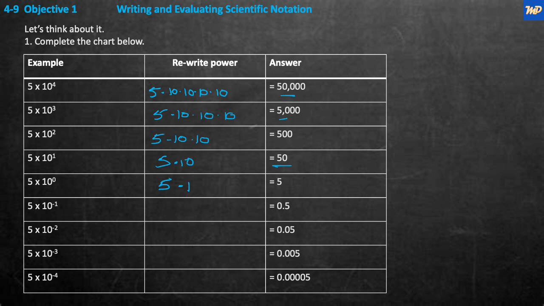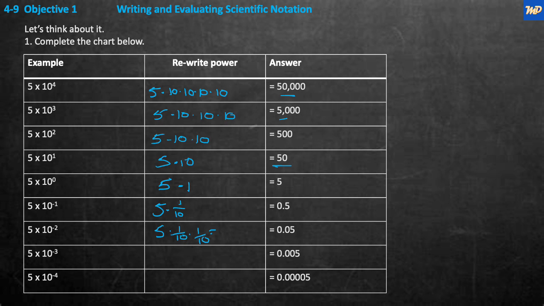Now we're going to go with fractions, so to speak. We're going to be moving the exponent to the denominator. So here we have 5 times 1 over 10, which is equal to 0.5. You take the 5 and divide: 5 divided by 10 is 0.5. The next one, 5 times 1/10 times 1/10, is divided by 100. Well, 5 divided by 100 is equal to 0.05.